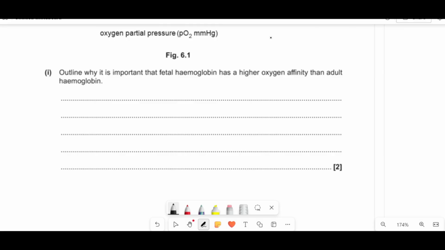If you have a higher affinity, it means you want to hold on to oxygen for longer. We adults get our oxygen from our lungs, where our PO2 is really high. The fetus is getting it from the placenta, which is not the lungs. You need to think, why would a fetus want to grab onto as much oxygen as possible when it's getting it from the placenta? The only fundamental difference is lungs versus placenta. There must be a lower PO2 in the placenta compared to the adult lungs.